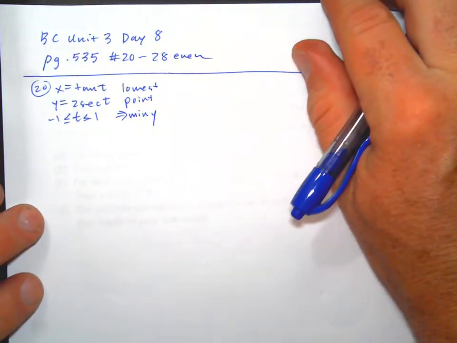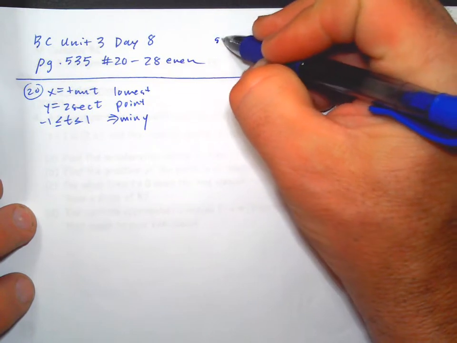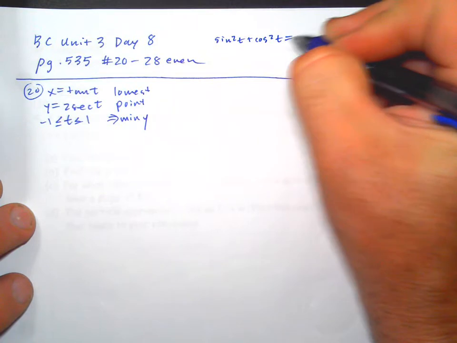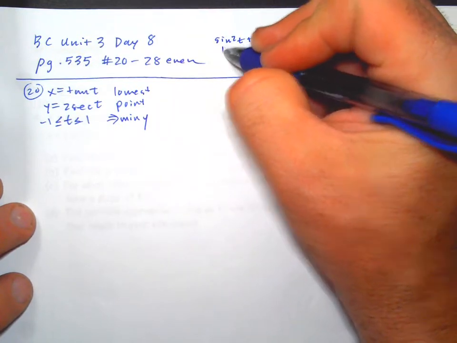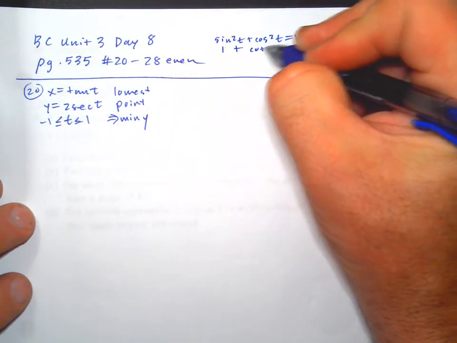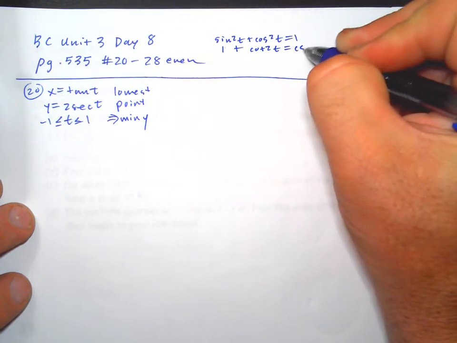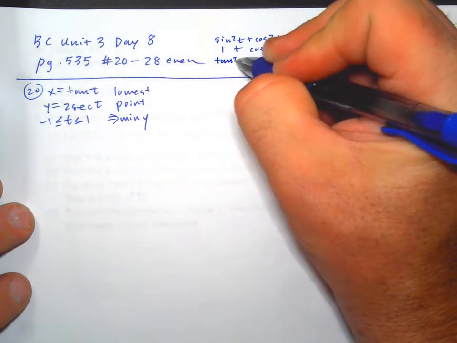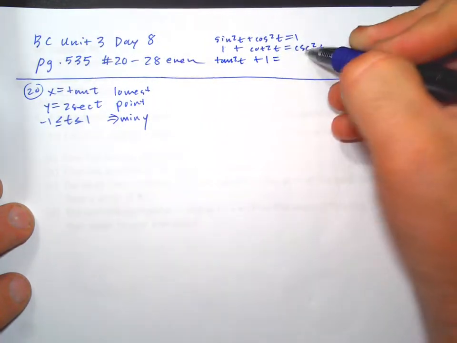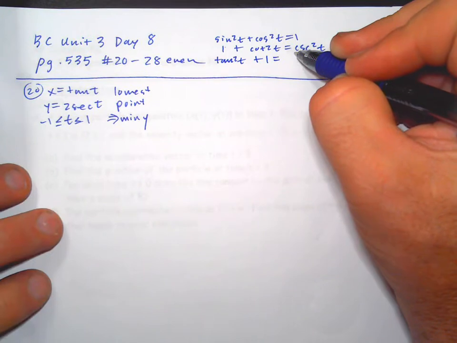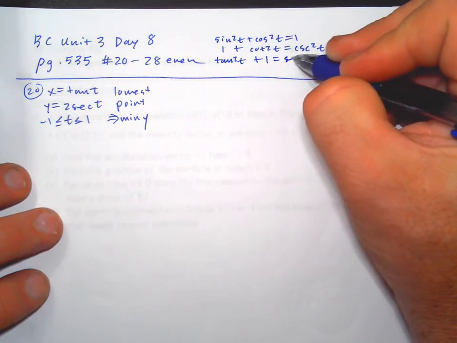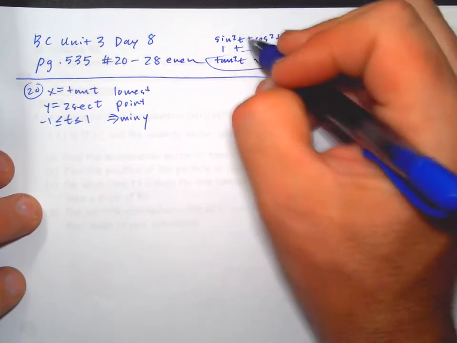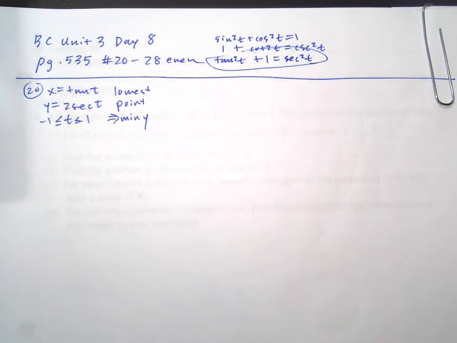We need to use the trig identities, the Pythagorean trig identities. Sine squared plus cosine squared equals 1. Divide everything by sine, you get 1 plus cotangent squared equals cosecant squared. Divide everything by cosine, you get tangent squared plus 1 equals secant squared. And that's the one we need to use for this problem. I memorized the first one and I create the other ones pretty quickly.